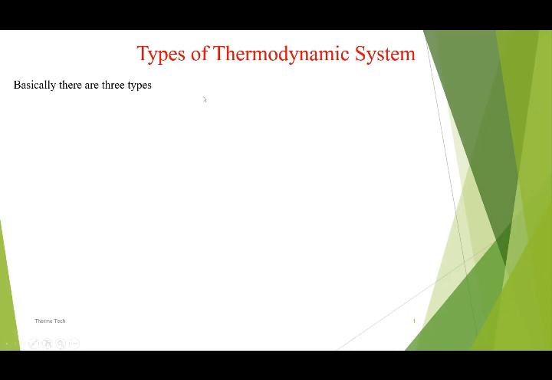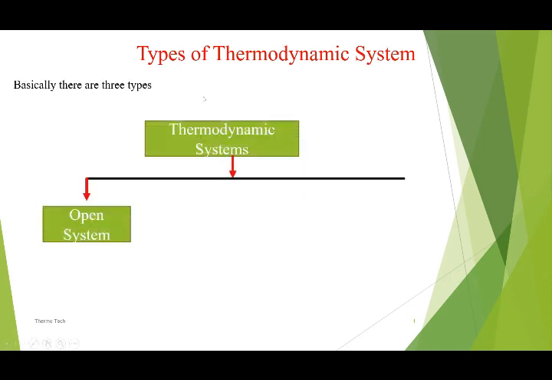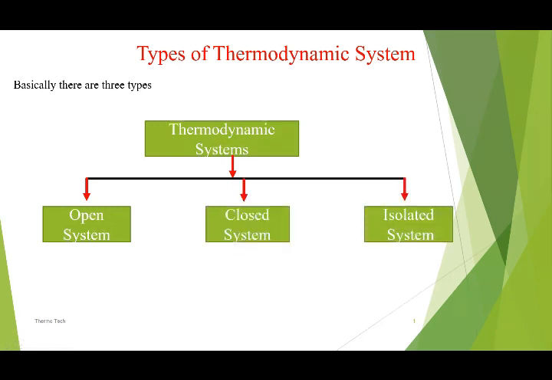In today's class, we are going to discuss the types of thermodynamic systems. Basically, there are three types of thermodynamic system: open system, closed system, and isolated system. We'll discuss them one by one. First, open system. So, what is an open system?